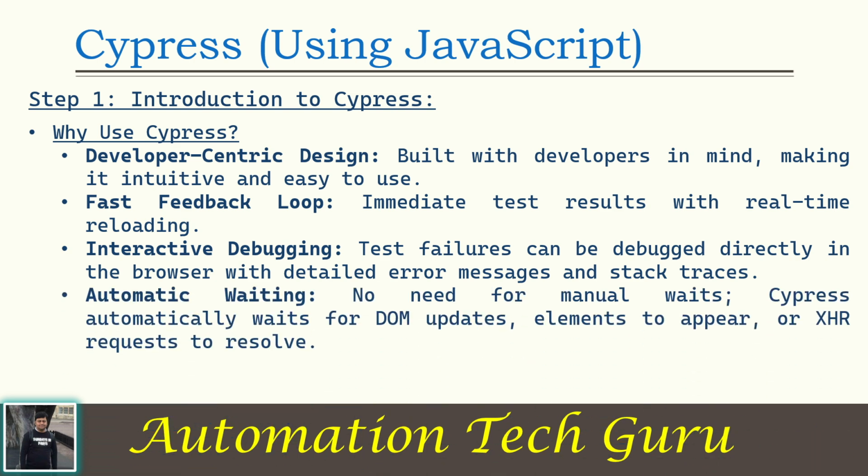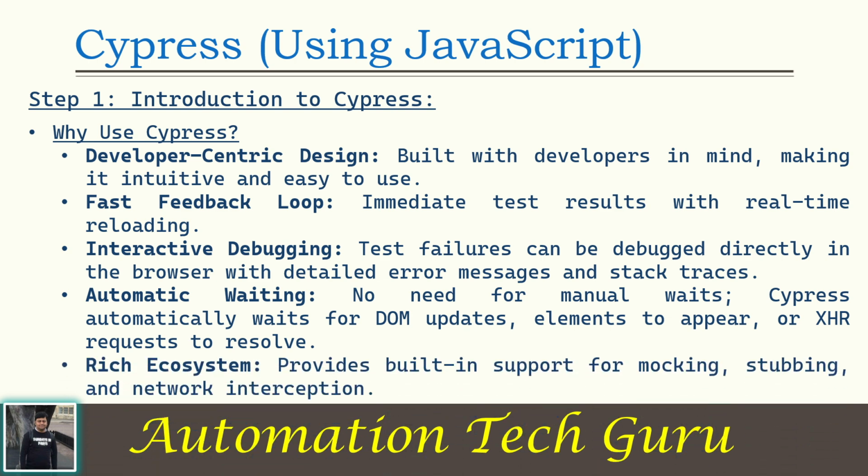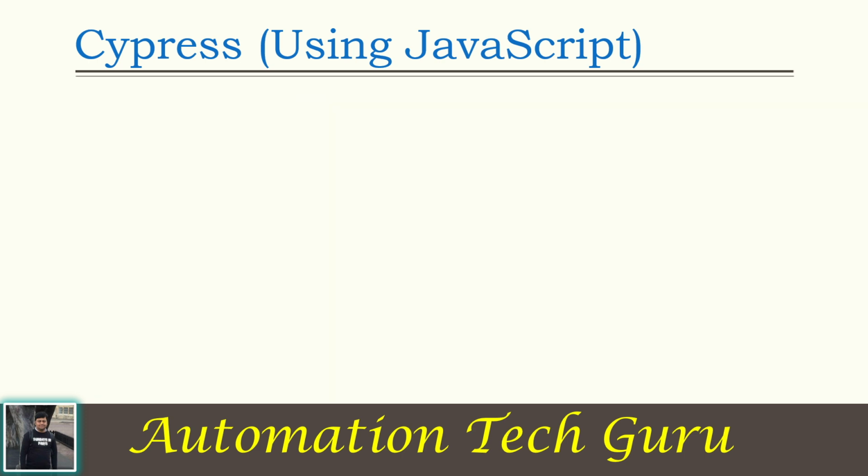Automatic waiting: no need for manual waits. Cypress automatically waits for the DOM to update, elements to appear, or XHR requests to resolve. Rich ecosystem: provides built-in support for mocking, stubbing, and network interceptions.